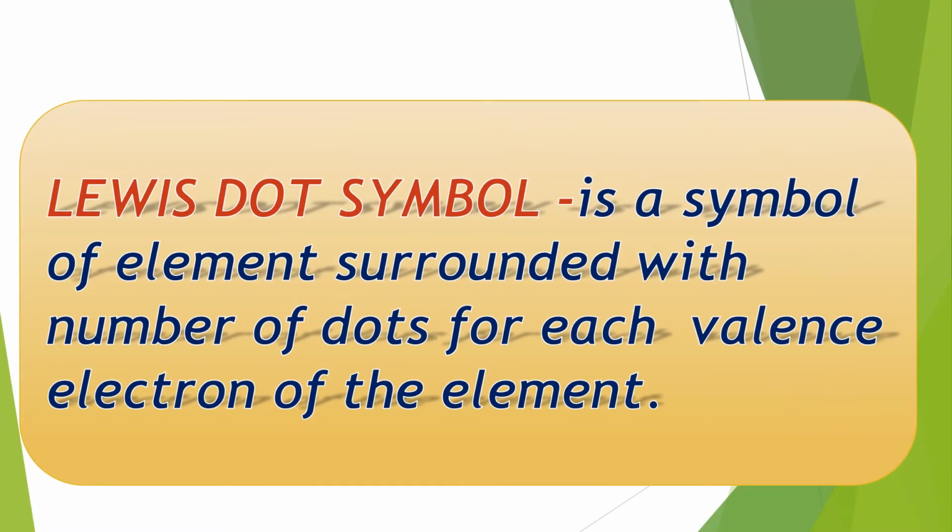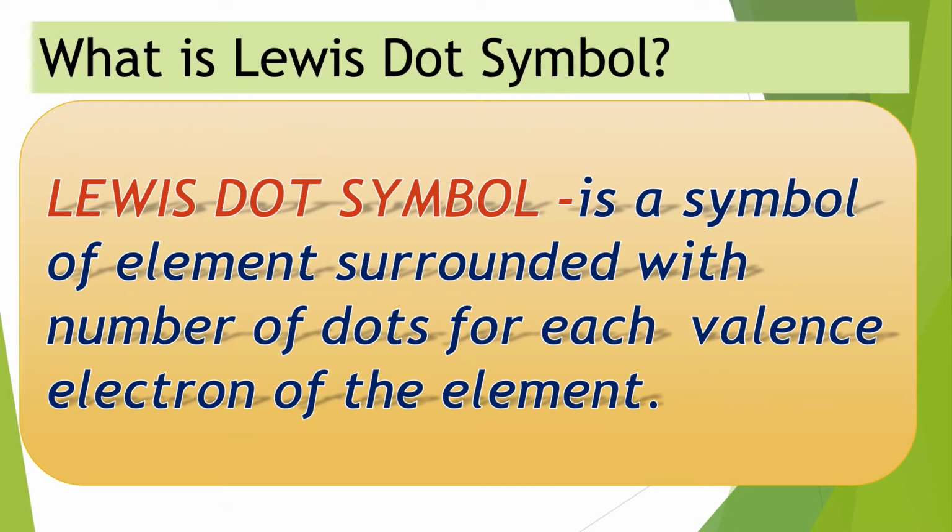What is Lewis dot symbol? Lewis dot symbol is a symbol of element surrounded with number of dots for each valence electron of the element.